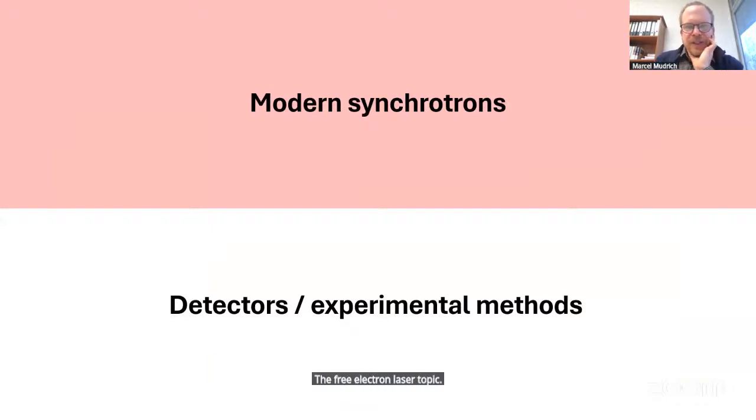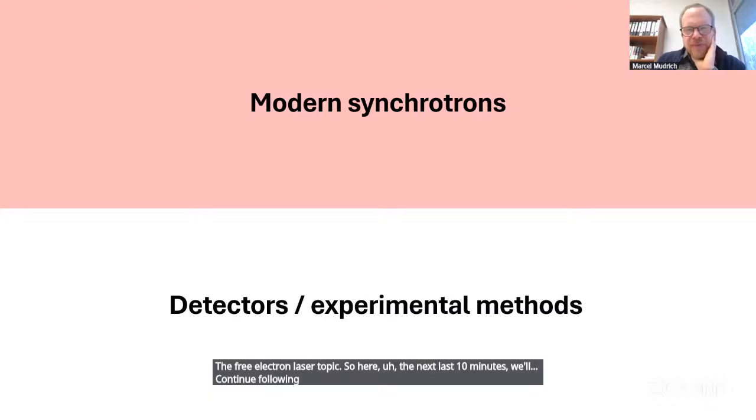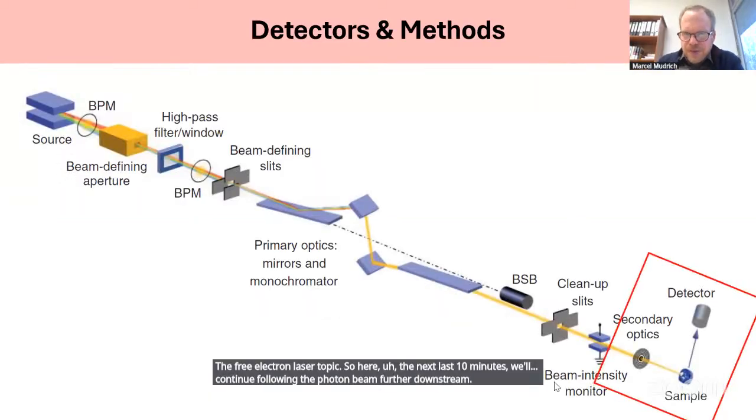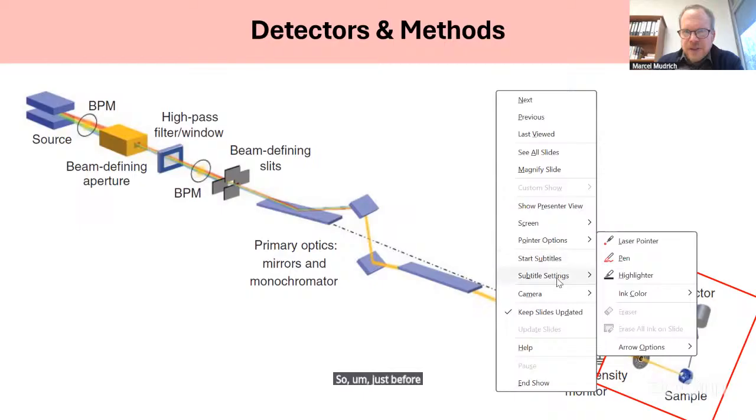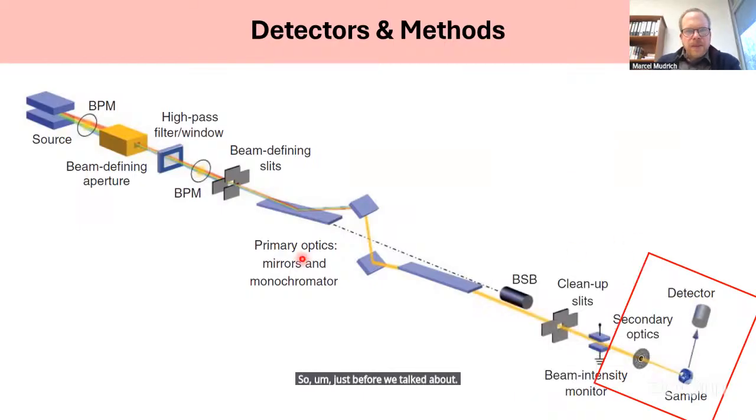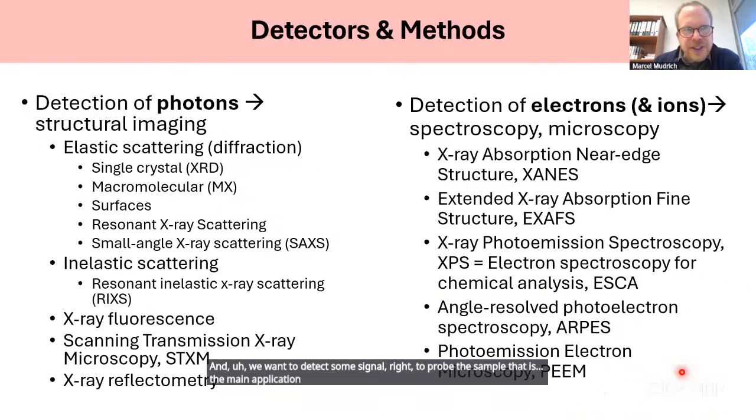So here, in the last 10 minutes, we'll continue following the photon beam further downstream. So just before we talked about the monochromator that produces monochromatic radiation. In the end, the photon beam is supposed to interact with some sample, and we want to detect some signal, right? So to probe the sample, that is the main application of synchrotron radiation.